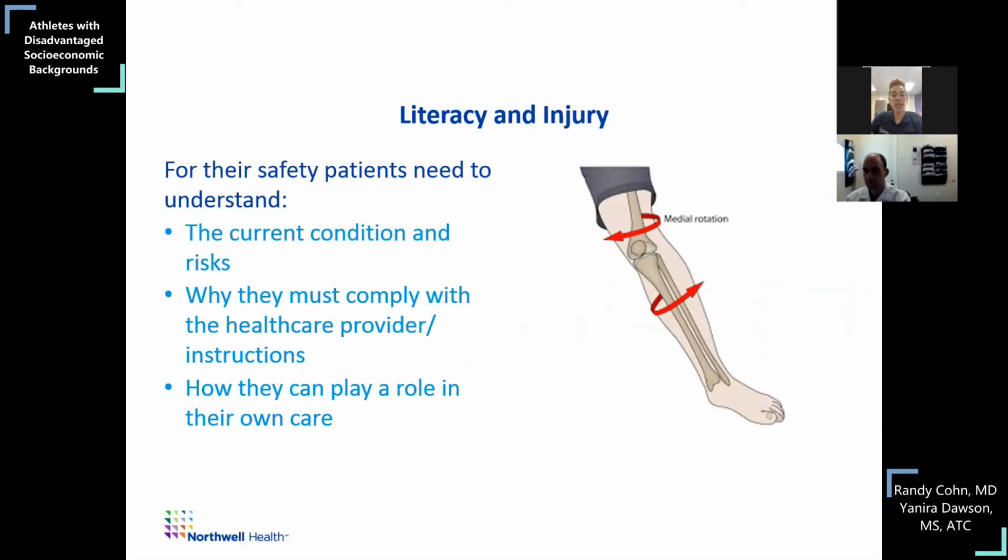So for your patient safety, you need to make sure that they understand their current condition and the risks, why they must comply with the healthcare instructions that you gave them, and how they can play a role in their own healthcare. You cannot assume one's health literacy status based on looking at them, so it's best to use those patient-centered universal precautions, such as speaking in plain language and utilizing the teach-back approach. This approach helps you to have your patient say back to you what you taught them in a manner where you get that peace of mind that you know that they understand and will correctly follow through with the described plan of action.